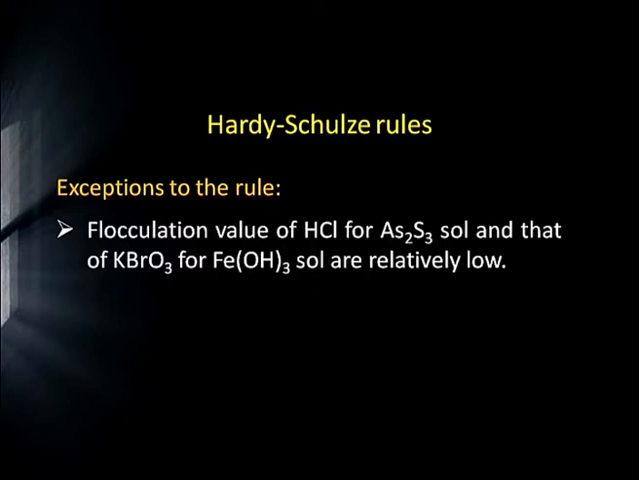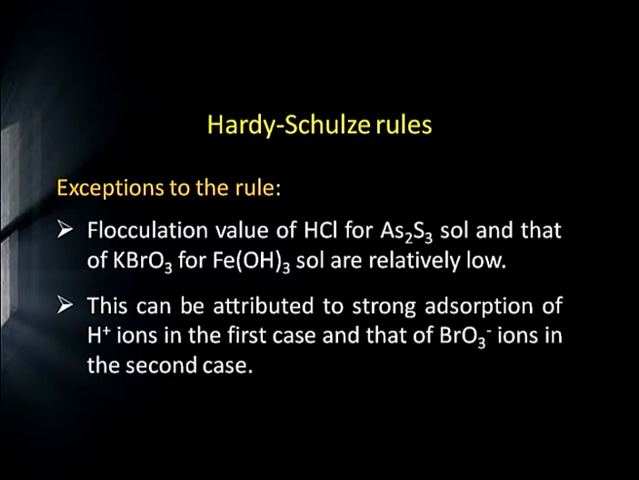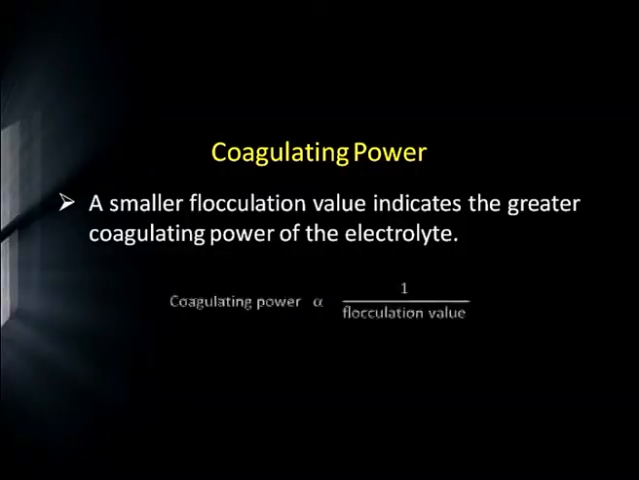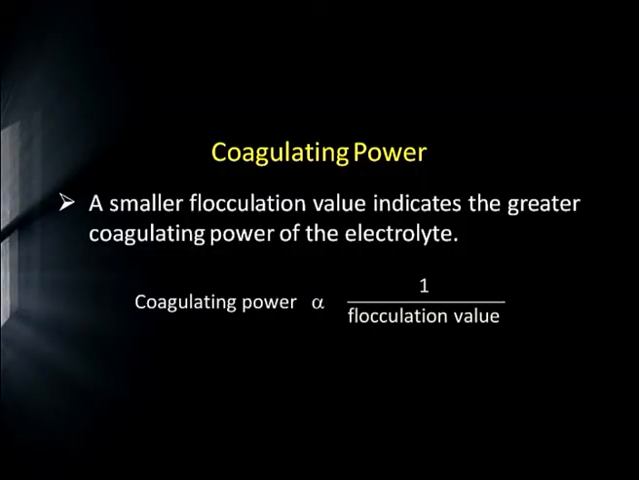It is seen that there are 2 exceptions: flocculation value of HCl for arsenious sulfide sol and that of potassium bromate for ferric hydroxide sol are relatively low. Why? Probably this is due to the strong adsorption of hydrogen ions in the first case and that of bromate ion in the second case. A smaller flocculation value indicates the greater coagulating power of the given electrolyte. That means the coagulating power of the electrolyte is inversely proportional to flocculation value.